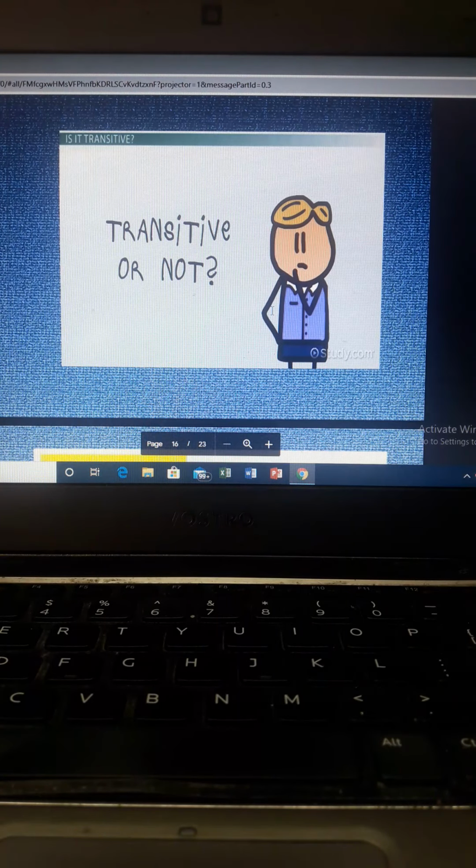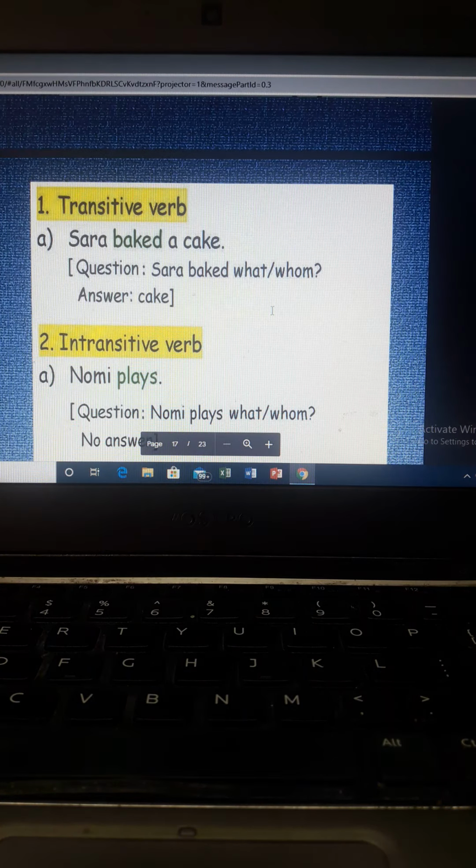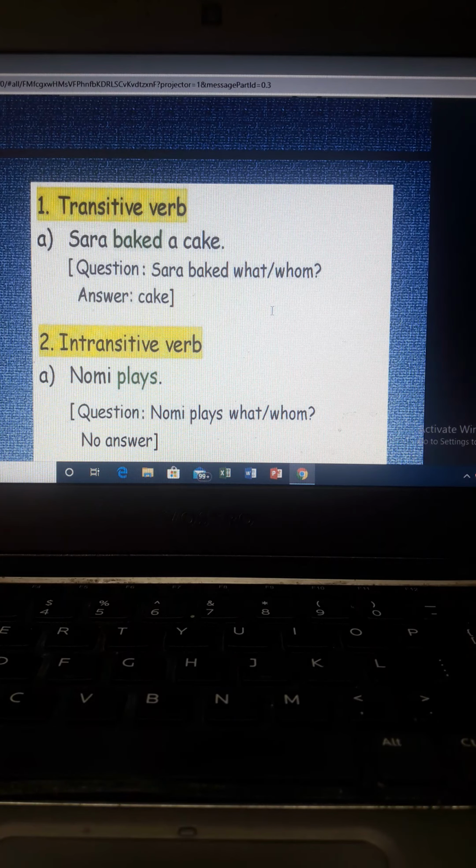If there is a confusion whether the word is transitive or not, then we can ask questions and then it will be easy for us to understand. Like in the previous one, Sarah baked a cake. If you ask a question, Sarah baked what? Then the answer is cake. So that means the verb baked will be a transitive verb. But in this sentence, Naomi plays what? Again the same question is asked, but there is no answer. Naomi plays nothing. It is not mentioned. In this case, the verb will remain an intransitive verb.